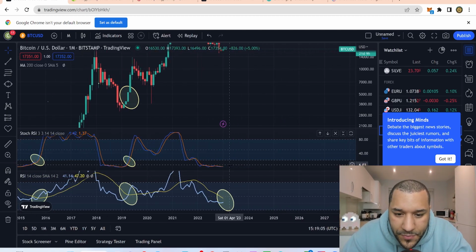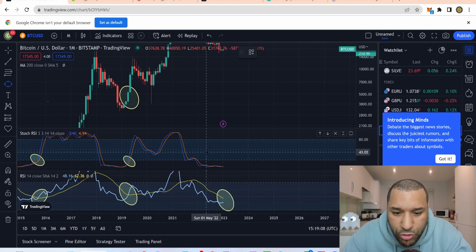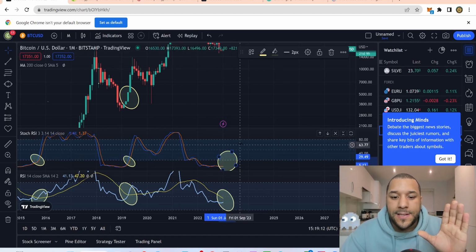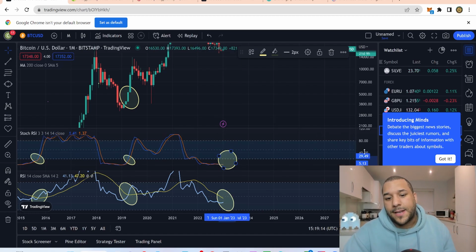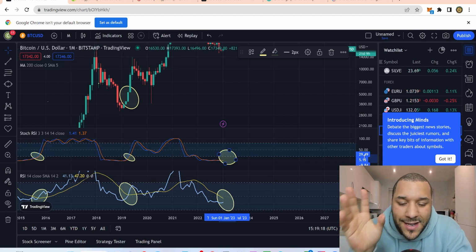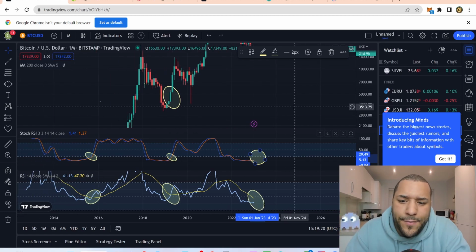So once we see the stochastic RSI do its cross on the monthly time frame, and then it starts to come up into this blue zone, that's when fireworks are going to happen. I'm going to bring another video on this and show you what I was talking about, and you'll understand exactly what I was trying to say. I think I've made it quite clear anyway.